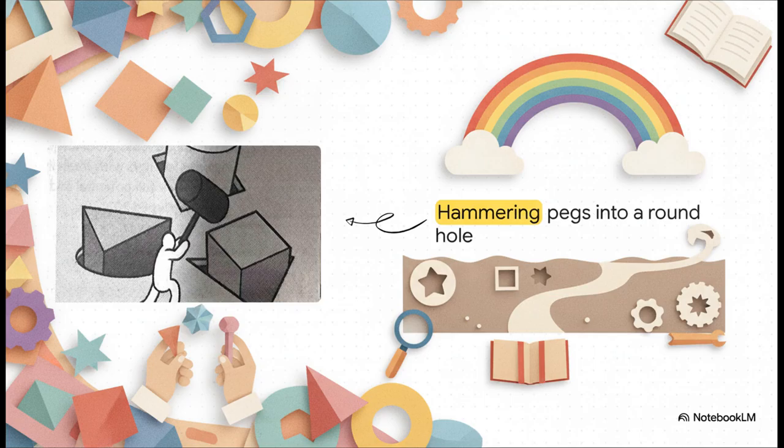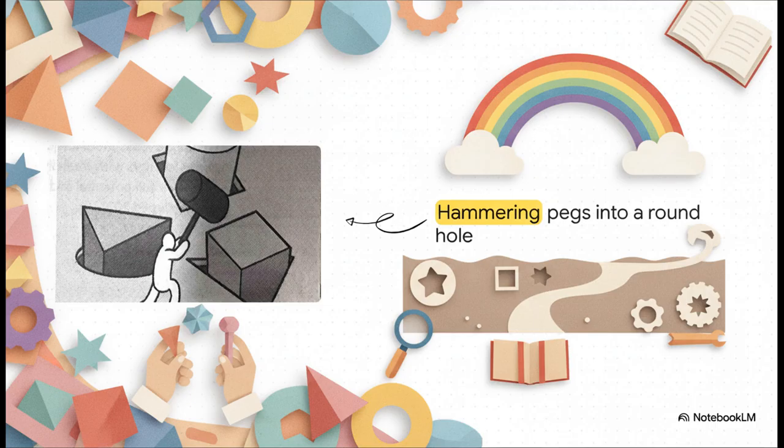To kick things off, let's paint a picture together, especially for our visually impaired listeners. Imagine a person holding a heavy mallet, trying their hardest to hammer a square peg and a triangular peg directly into round holes in the ground. It's frustrating just thinking about it, right? But this perfectly illustrates a traditional educational system. Historically, education has often acted just like that hammer, forcing highly unique students into a standard, one-size-fits-all mold.